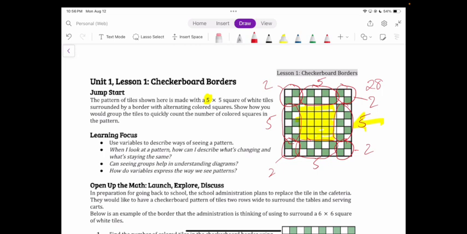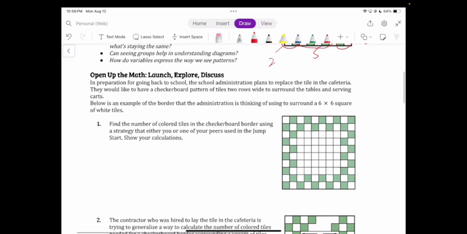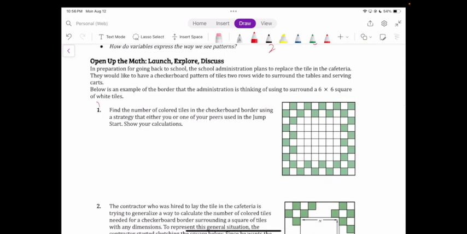Now, it's important to be able to extend your pattern, because what if we change our mind? What if we want a 6 by 6 or a 7 by 7? So down here in this problem, number 1 said find the number of colored tiles using a strategy either you or one of your peers used. So let's use that same strategy where we take the corners, and there are 4, and each one has 2 tiles in it. So that's a total of 8.